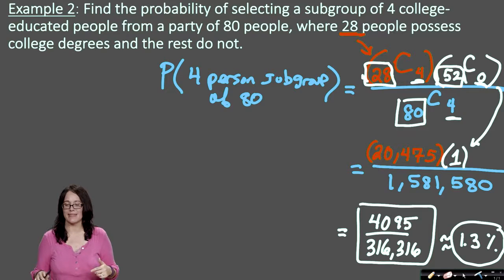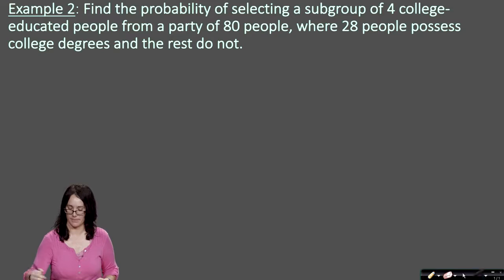If on the other hand I had said, what's the probability that 2 of them will be college educated and 2 of them won't be? This probability would rise because that's much more likely to happen. Okay, so let's have you try another problem just like this. I highly encourage you to pause it and try it yourself.